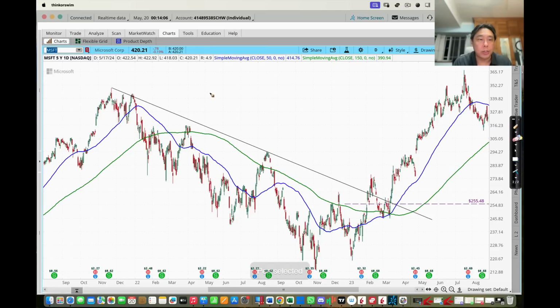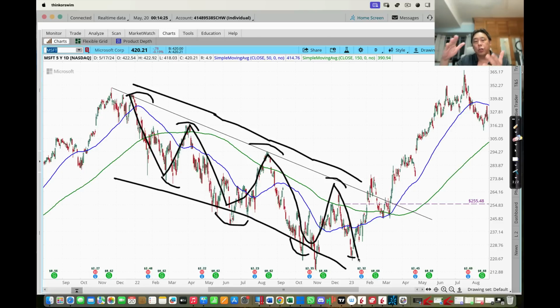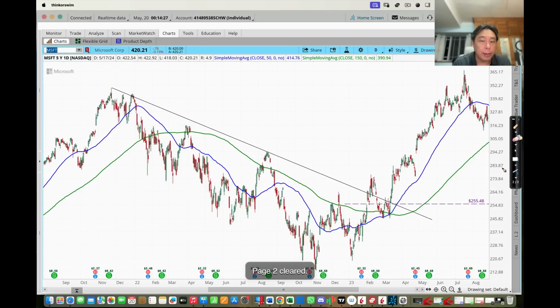So once again, you can see on Microsoft, this is a downtrend, obviously. A downtrend is defined as a pattern of lower highs and lower lows. So on a downtrend, you've got wave down, wave up, wave down, wave up, wave down, wave up, wave down. So it makes lower highs and lower lows. And on a downtrend, it's pretty clear when you look at the blue line, 50 moving average, and green line, 150 moving average. They are both sloping down, as you can see, and the blue line is always below the green line.